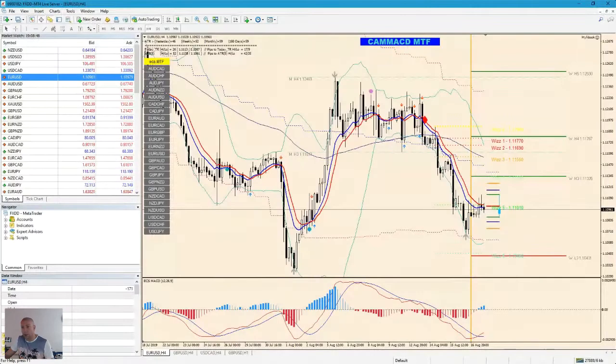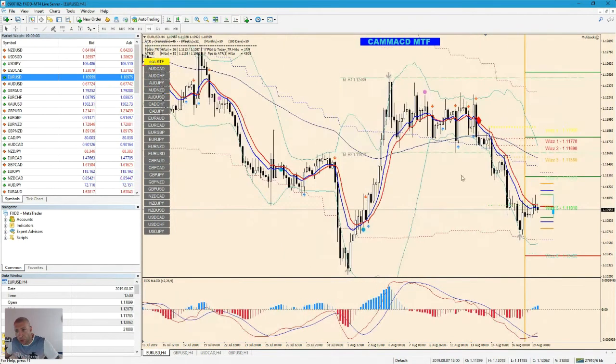Okay, so this is the first trading idea. It's the euro dollar. From this spot, we might see an eventual up move. We have a small head and shoulders here, and the price could actually go there. I think there is a possibility for the price to go up and then reject.